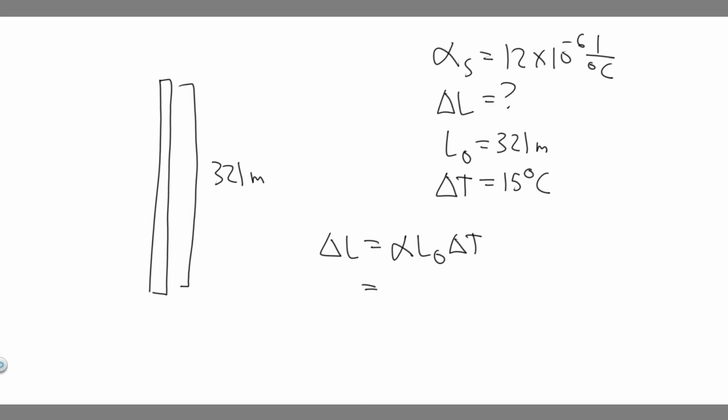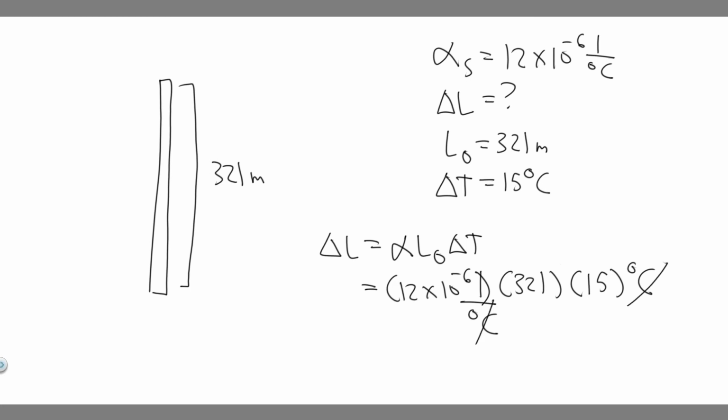So we know alpha is 12 times 10 to the minus 6. They tell us the initial length is 321 meters. And then they tell us we're going to be increasing by 15 degrees Celsius. So the change is 15. And so you can see right here, since this is in degrees Celsius, this is inverse degrees Celsius, these will cancel. And then this was in meters. So the change in L is in meters, which is exactly what we want. So yeah, so delta L.